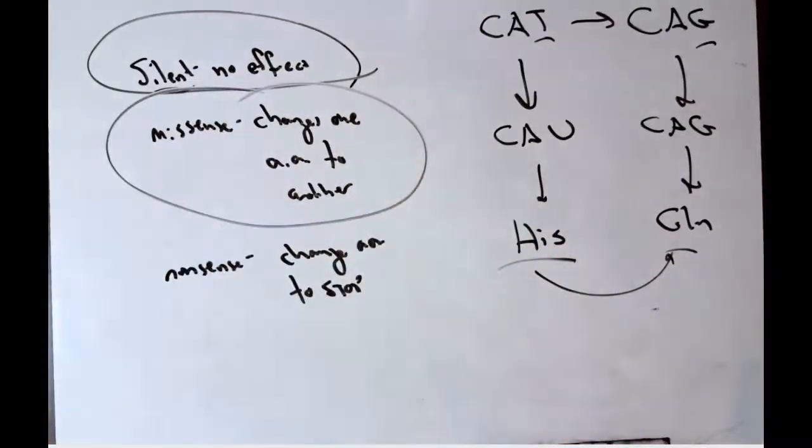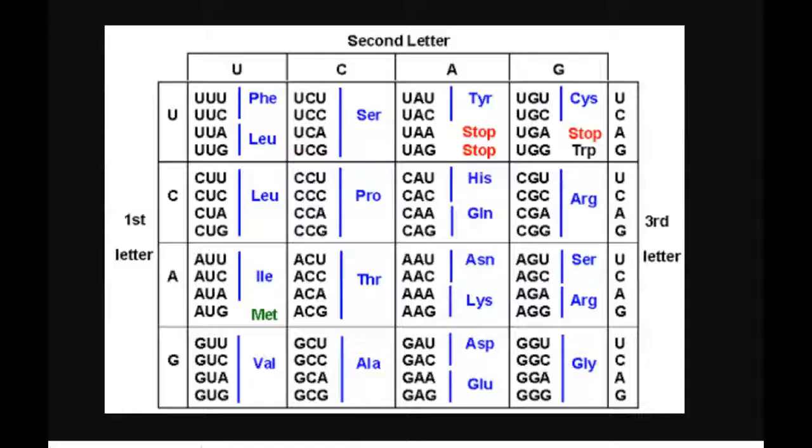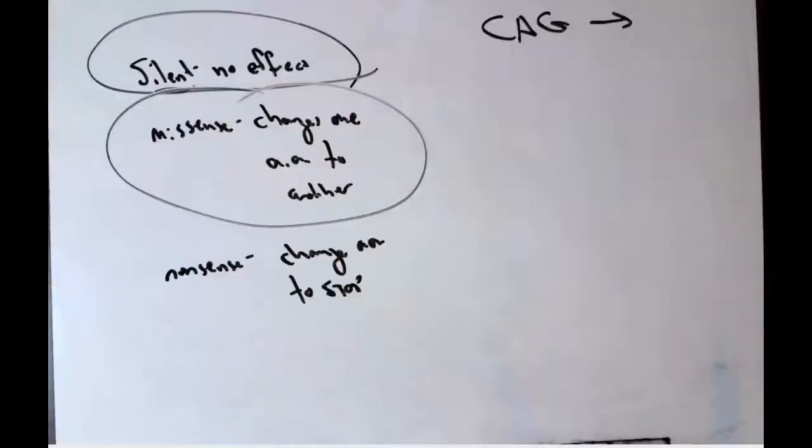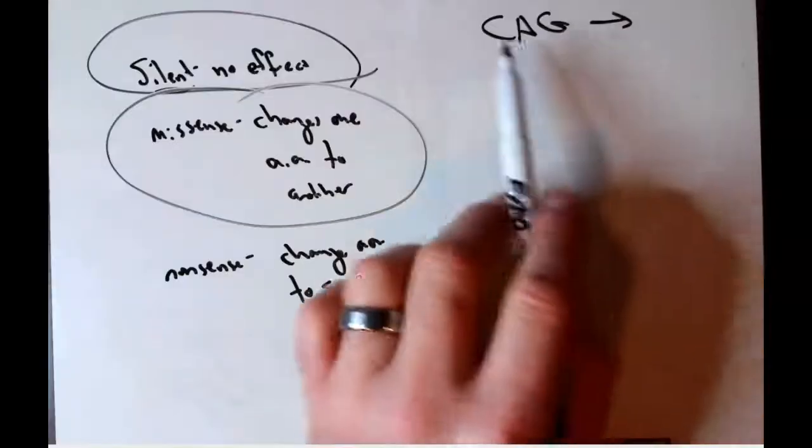That's a missense mutation. That's what we mean by missense. Now, what about a nonsense mutation? What happens in a nonsense mutation? Well, in a nonsense mutation, let's pick up with that CAG, and let's have a transition in the first position. So if we go back to the board, we see we have CAG.